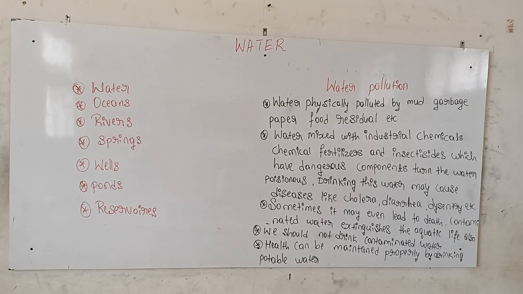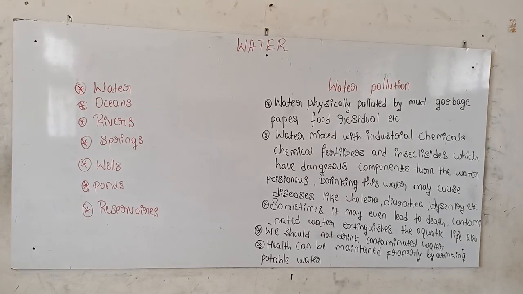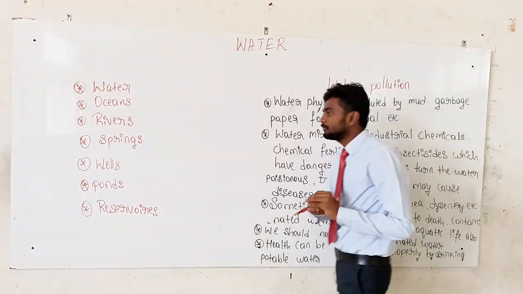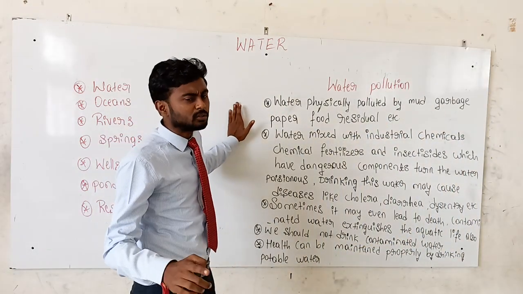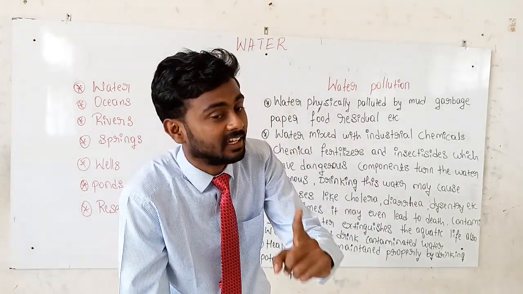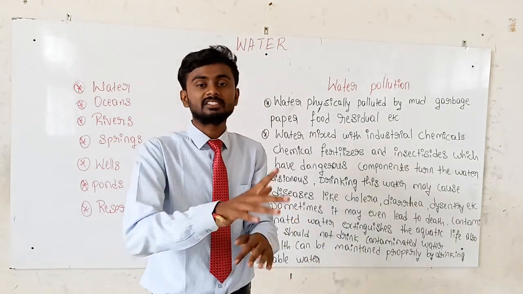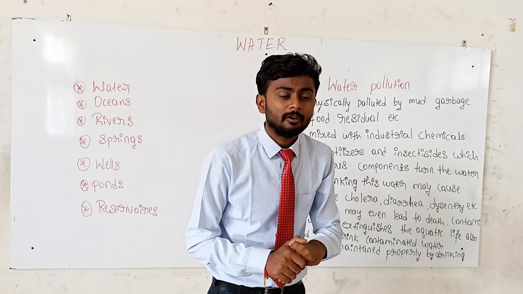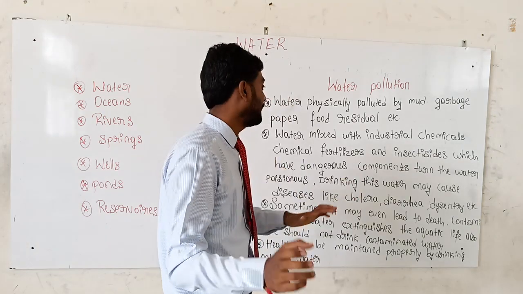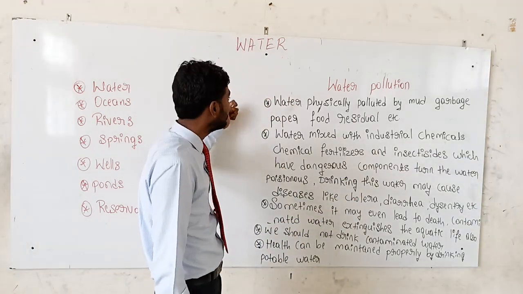Now see, that is water pollution. Students, water pollution affects nature, and directly or indirectly it affects the living system. Why? Because almost all animals and plants depend on this natural resource, which is water.